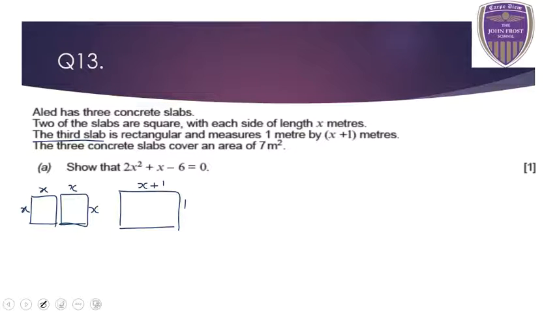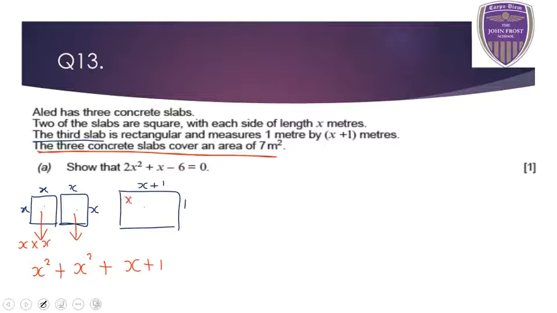And then it says the 3 concrete slabs cover an area of 7 meters squared. So basically, when you work out the area of each one and add them together, the answer is 7. Okay, so the area of this length times width will be x times x, which is x squared. For the same reason, this will be x squared, and for the rectangle, x plus 1 times 1 is equal to x plus 1.